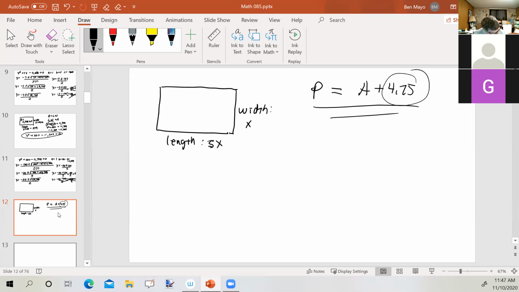Find the dimensions. And it says, find the dimensions of Central Park if we know that its width is less than a mile. So let's write that down here. The width is less than 1 mile. Okay, that's going to come into play later.